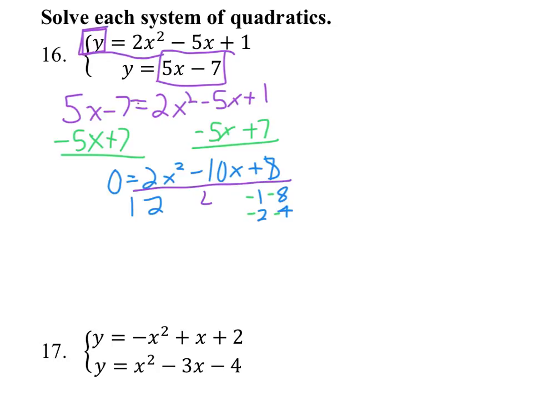Divide by 2. Make this easier. This also gets divided by 2, but it's still 0. Okay, so x squared minus 5x plus 4. Okay, anyway, sorry. This will be easier anyway.